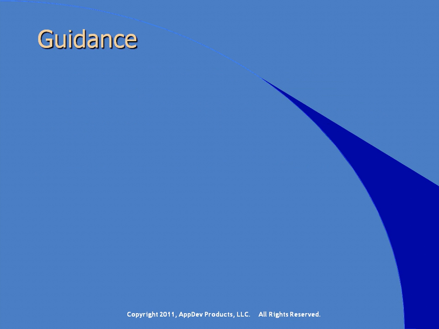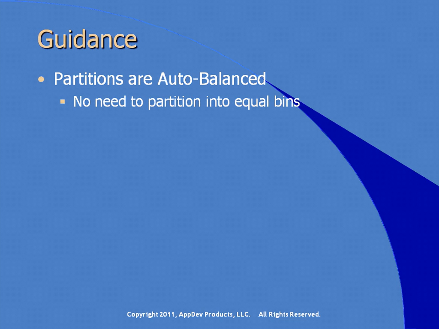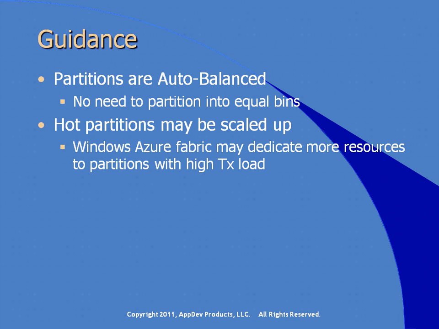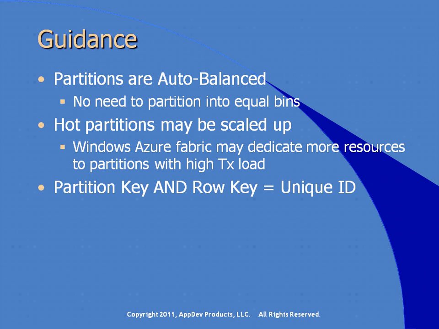Now, one of the great things about Windows Azure is that the partitions are auto-balanced. You don't need to write any code to do any of the partitioning. This is handled by Windows Azure automatically. Hot partitions may also be scaled up automatically, meaning if you have a partition that's getting hit a lot, Windows Azure Fabric may dedicate more resources to that partition with a high transaction load and scale those out, or scale and partition those out.